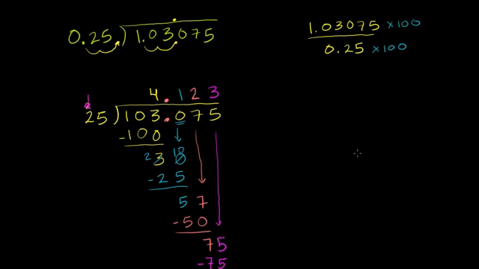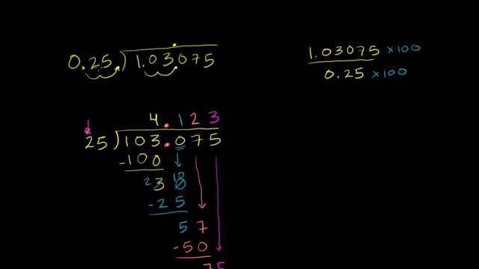So 25 goes into 103.075 exactly 4.123 times, which makes sense because 25 goes into 100 about 4 times. This is a little bit larger than 100, so it's going to be a little bit more than 4 times. And that's going to be the exact same answer as the number of times that 0.25 goes into 1.03075. This will also be 4.123. So this fraction, or this expression, is the exact same thing as 4.123. And we're done.